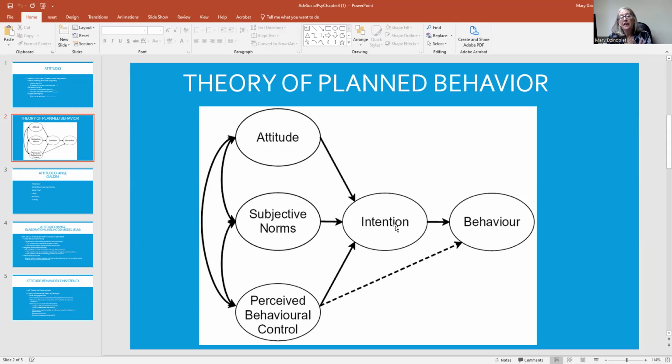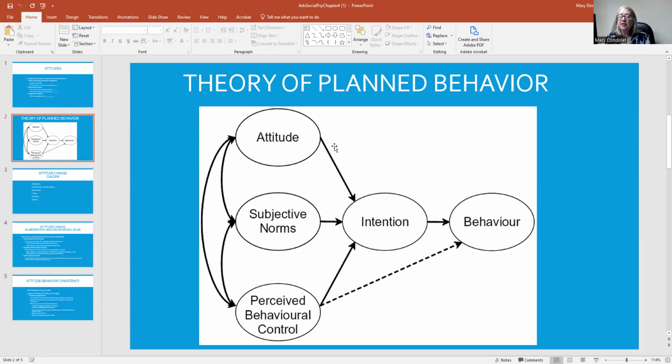Then my intention to not overeat is not going to be as strong, and that makes me less likely to not overeat. And just the perceived behavioral control, that I'm not going to be able to control myself around food, means I'm probably going to overeat. And our perceived behavioral control can change our subjective norms and our attitude. Does that make sense? So I hope you see how useful this theory is in trying to understand people's behavior.